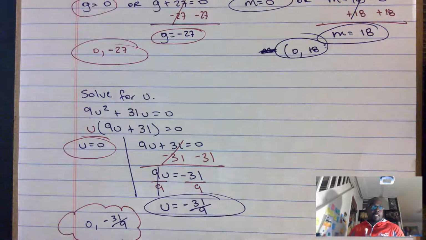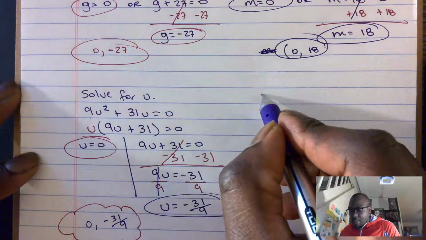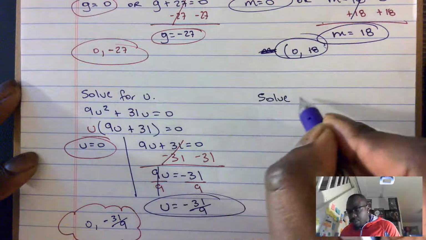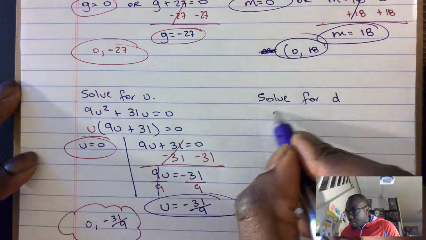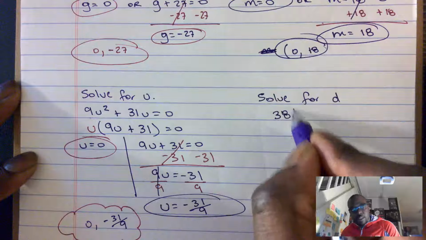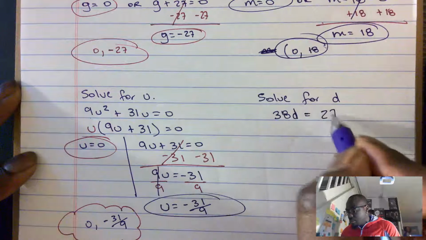Alright, so let's look at one more. I'm trying to give you guys all the options here. So solve for d. We have 38d squared equals 27d.